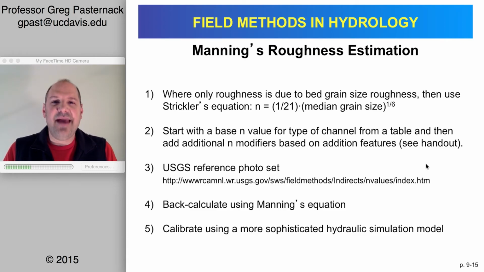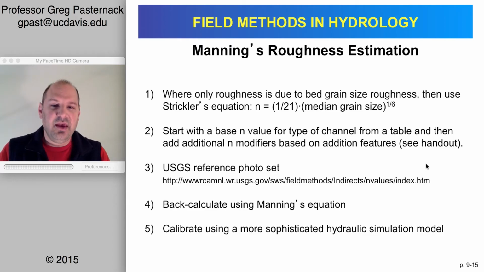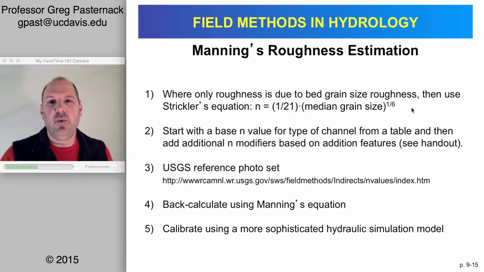Roughness is a function of many things. It's the local roughness on the bed due to the grains. It's the presence of vegetation. It could be bar forms like sandbars or gravel bars, islands. It could be that the river suddenly takes a sharp bend, and in going around there's frictional losses or expansion or constriction losses. There's many things that go into it. In a very simple case where it's only due to grain roughness, then we use Strickler's equation, which is n equals 1 over 21 times the median grain size of the bed material raised to the 1/6 power.